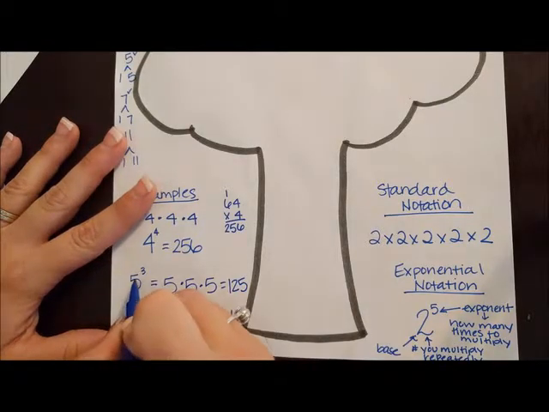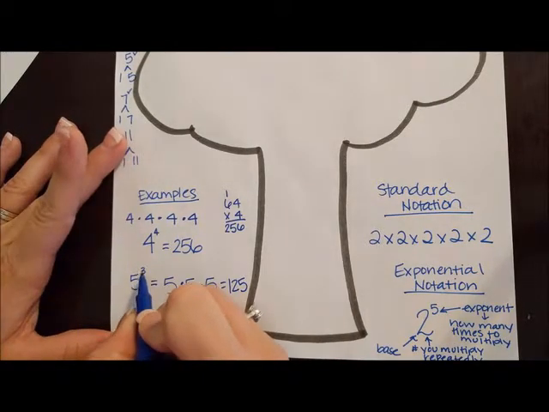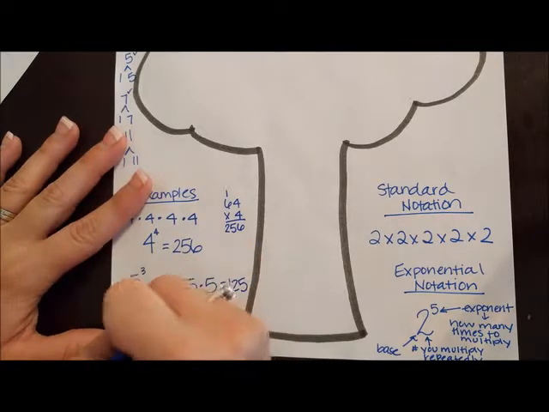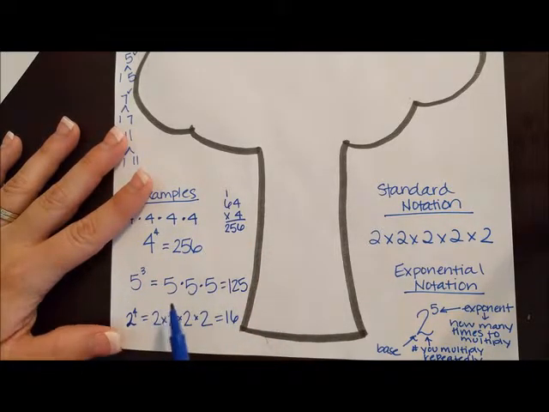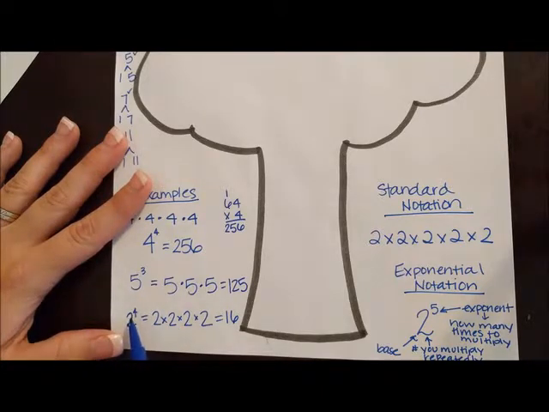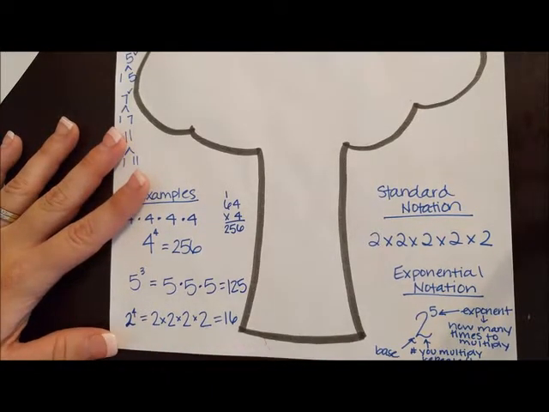Okay? As you can see, if you looked at it and you were like 5 cubed, oh, 5 times 3. Well, 5 times 3 is 15. 15 is not 125. Same thing here. 2 to the 4th power. Well, you can't say 2 times 4 because 2 times 4 is 8, and that's not the right answer. The right answer is 16. So please don't look at it that way.